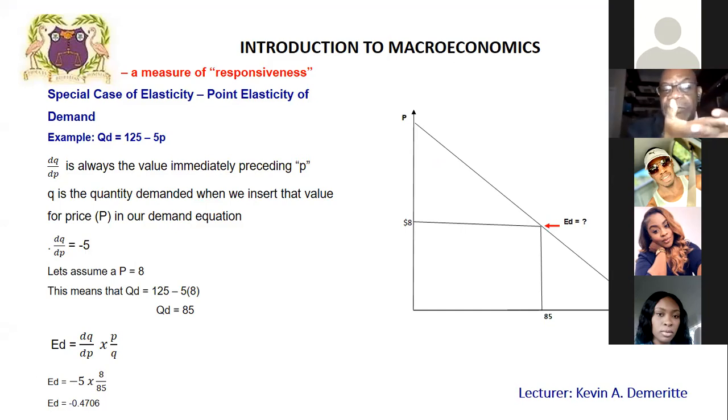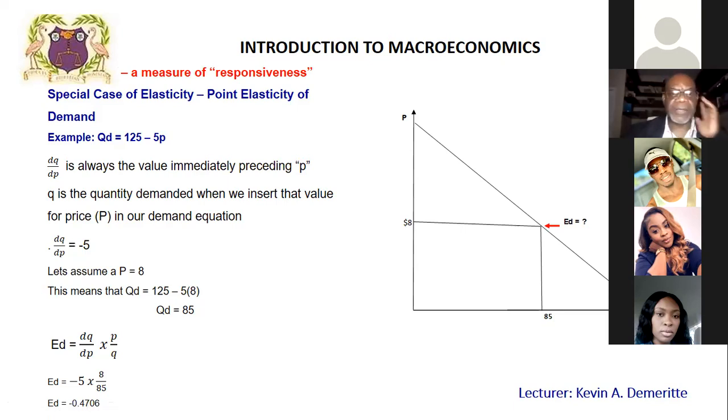And let's assume that at this point on the demand curve, P is equal to $8. In any problem that you're asked to solve, you would have to be given the demand equation, and you would have to be given a value for P. And you plug those into your formula. Your formula is E of D is dQ/dP times P over Q, and see what comes out.